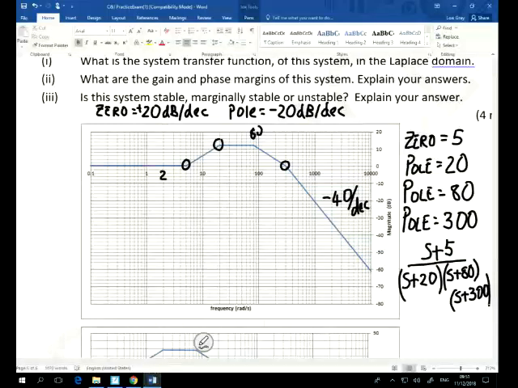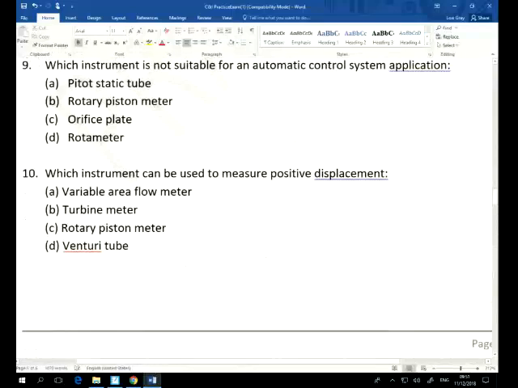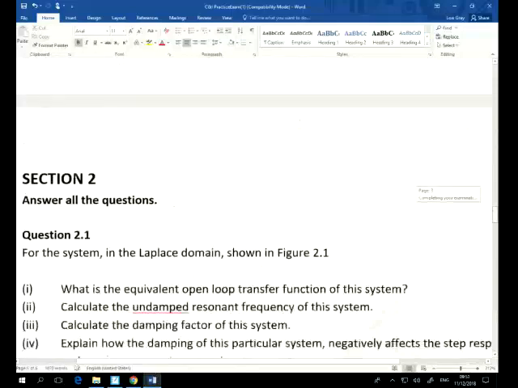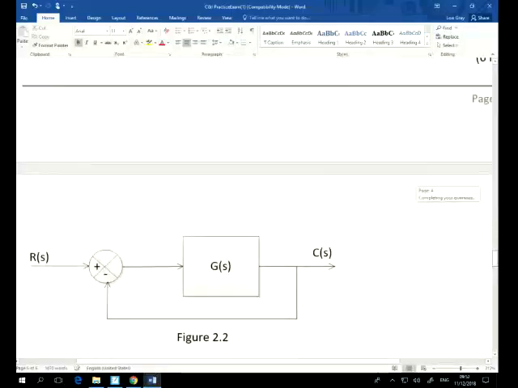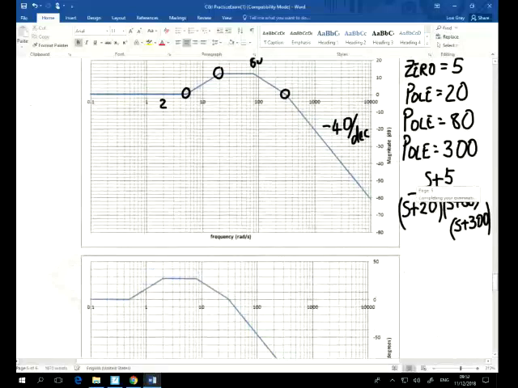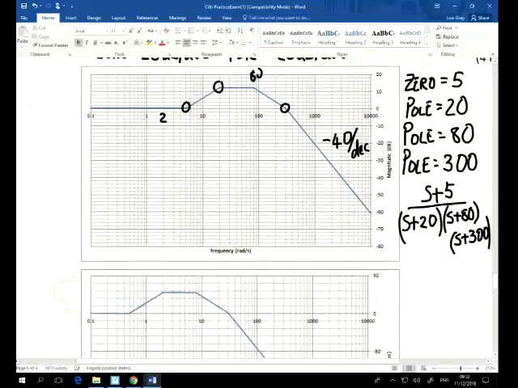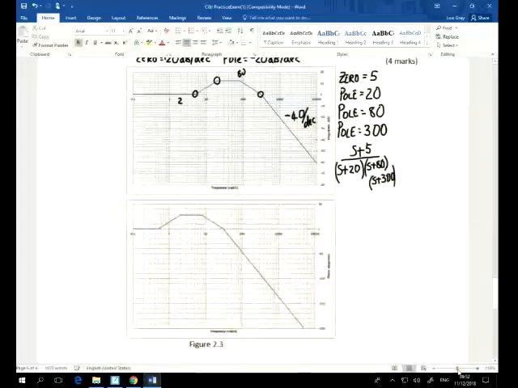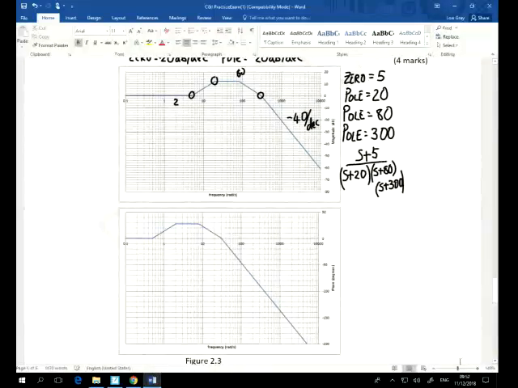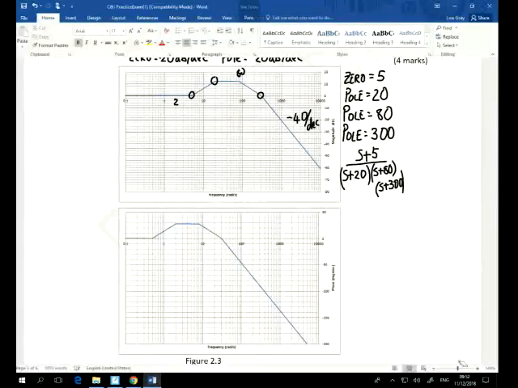Right, so I'm going to ask you to find out gain margin and phase margin. So again, working on the same plot, I scroll down. Okay, so the two key points, I'll rub out what's there. The two key points are where the gain crosses zero and where the phase crosses minus 180.